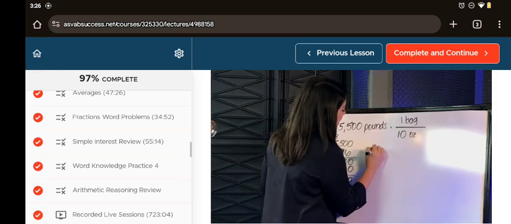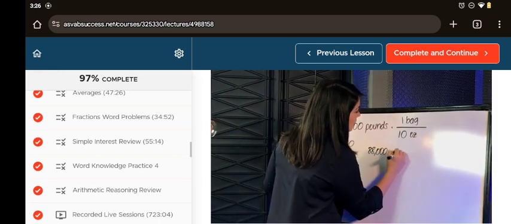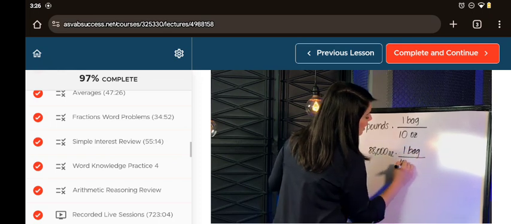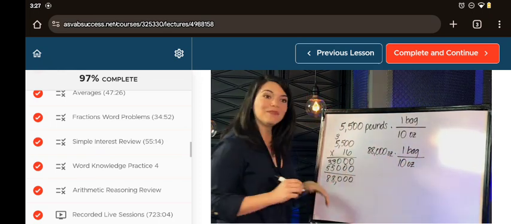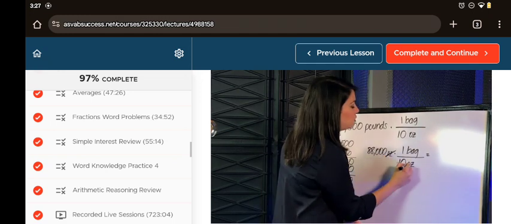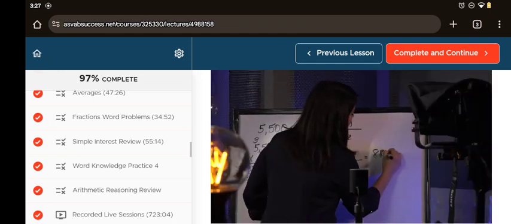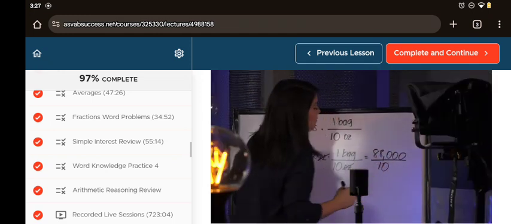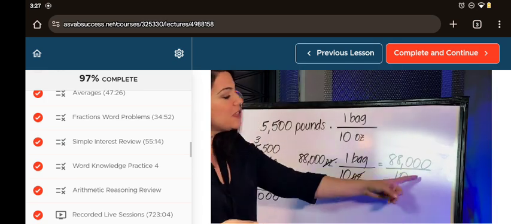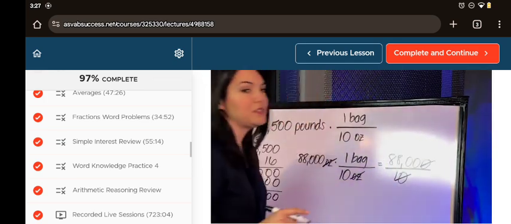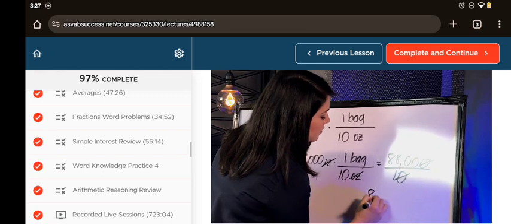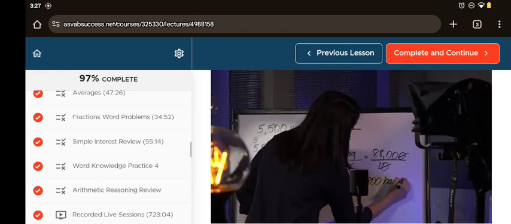So 88,000 ounces times one bag for every 10 ounces, or 10 ounces in every bag. Okay, that's what that means. So by doing this, we cancel out ounces. We have 88,000 on the top, 10 on the bottom, which means we're going to have to divide these. Well, when we have things like this that have a 0, we can just cancel out the zeros that they have in common, and we're left with 8,800 bags. Okay, we just solved our question.